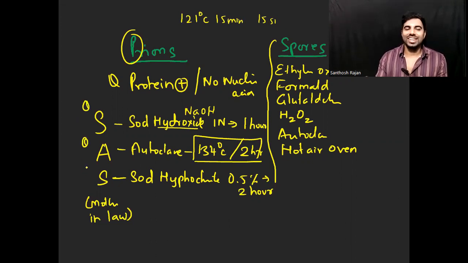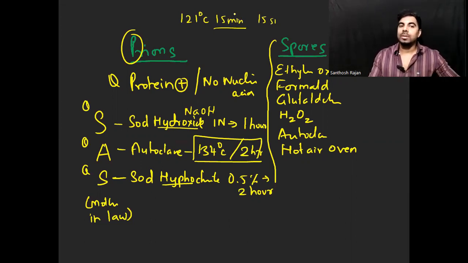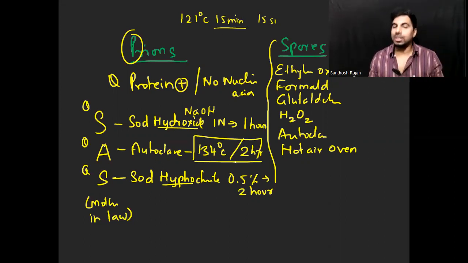To kill prions, there are three ways. Sasuma, only Sasuma can kill: sodium hydroxide, sodium hypochlorite, and autoclave at 135 degrees for 2 hours. Usually it's 15 minutes, but here you're using 2 hours to kill a prion. That much dangerous. Okay. And prion diseases, I don't know how important, but in medicine, I'm sure you will read all the names.